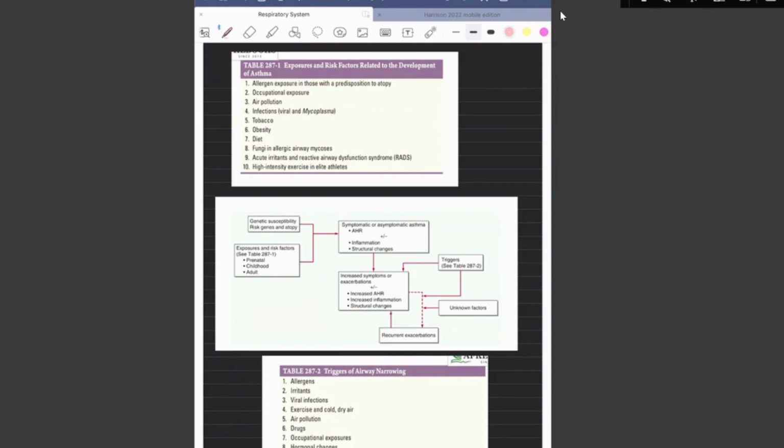The triggers of the airway narrowing are the allergens, irritants, viral infections, exercise and cold, dry air, air pollution, drugs, occupational exposures, hormonal changes, and pregnancy.